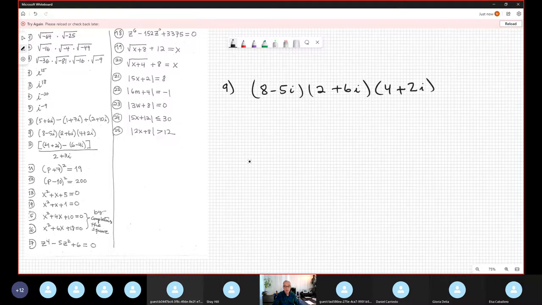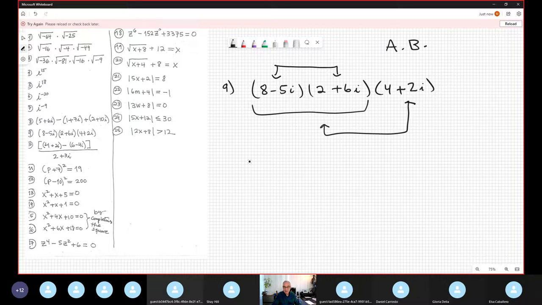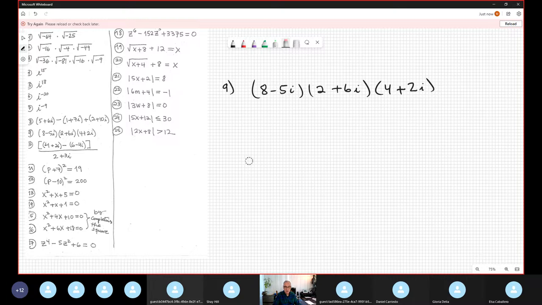That means you can multiply, for example, the first complex number times the second, and the answer of this you multiply by the third. The order is not important. A times B times C is equal to A times C times B or any other combination. Of course, there is no reason to select a weird combination. You multiply the first and the second. So in my mind, I separate 4 minus 5i times 2 plus 6i, and you FOIL.